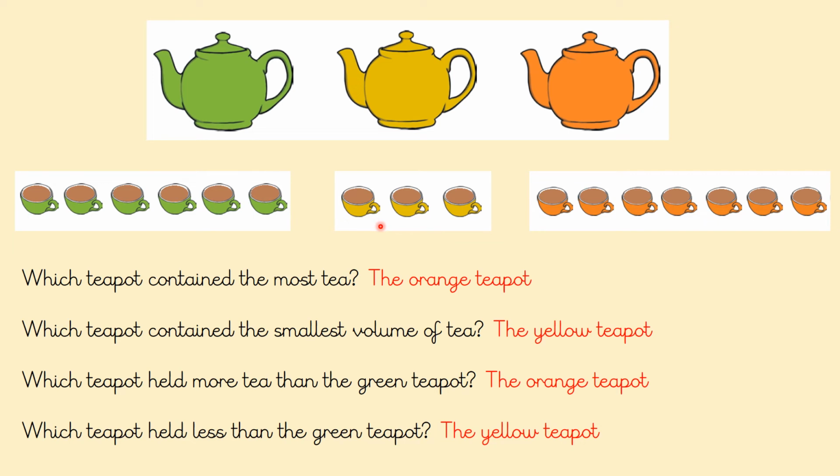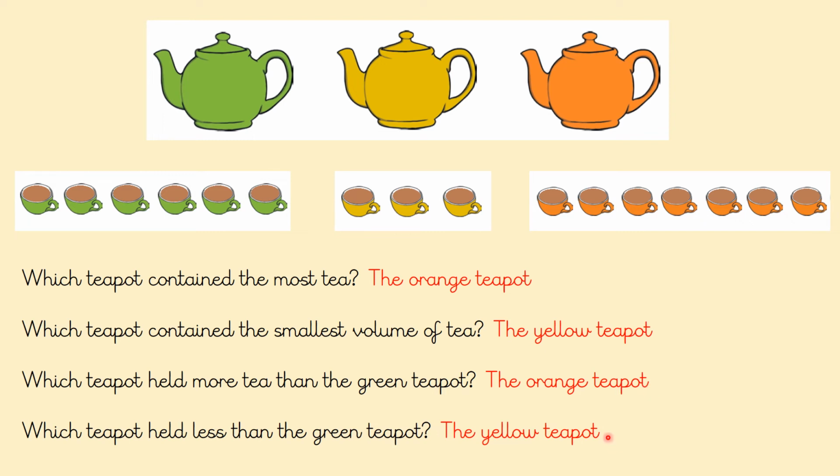Can't be the yellow teapot, because 1, 2, 3 is less than 6. Could it be the orange teapot? 1, 2, 3, 4, 5, 6, 7. Yes, the answer is the orange teapot, because 7 cups is more than 6 cups.